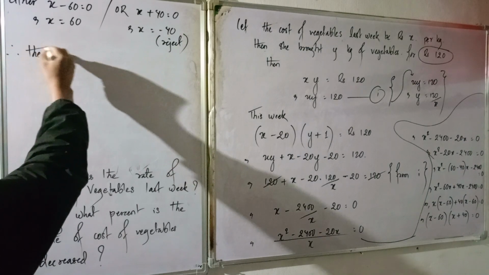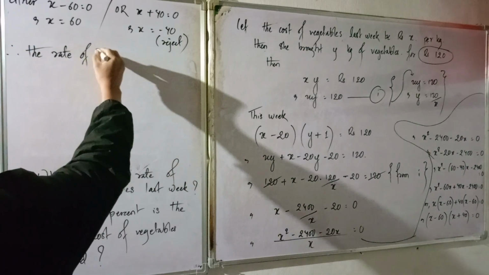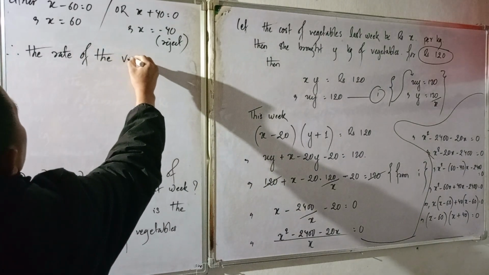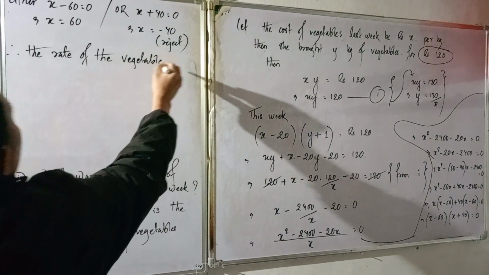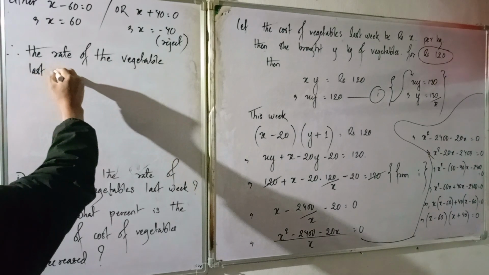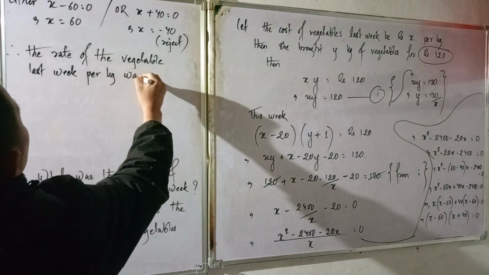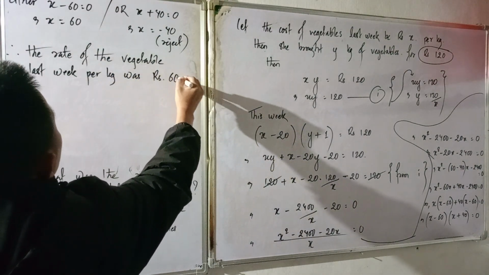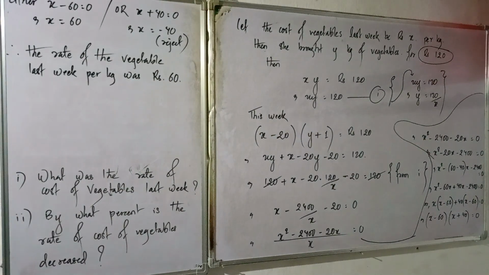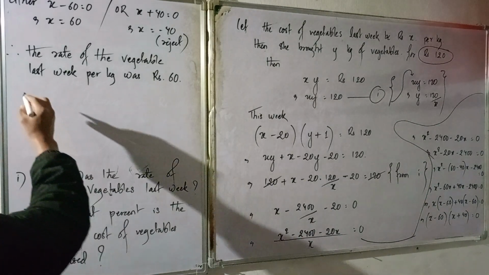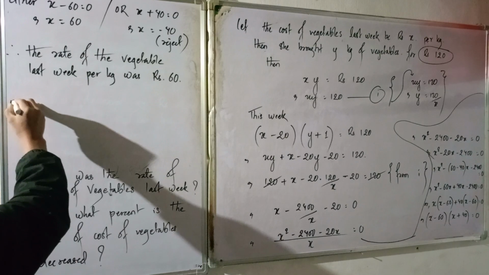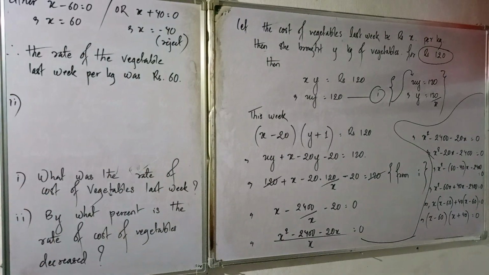Therefore the rate of the vegetable last week per kg was rupees 60. So this is the answer for this I. Now in double I, by what percent is the rate of cost of vegetables decreased? So for double I, I'll be rubbing this.